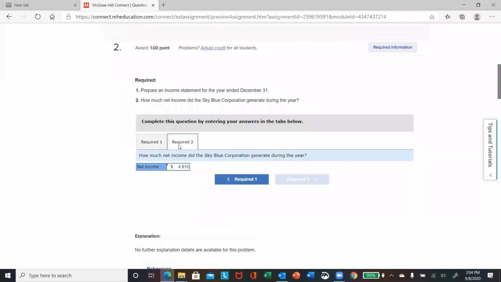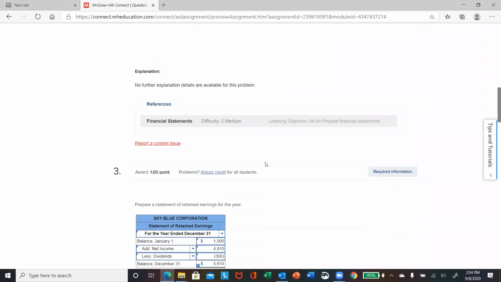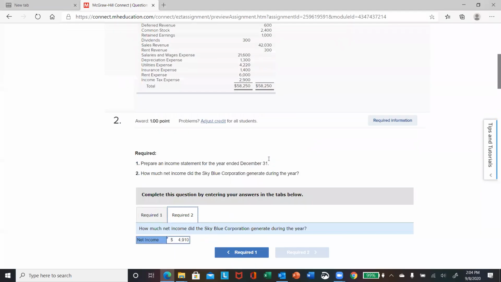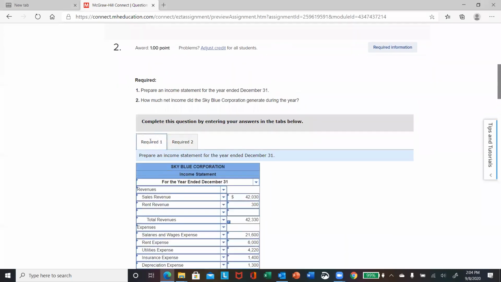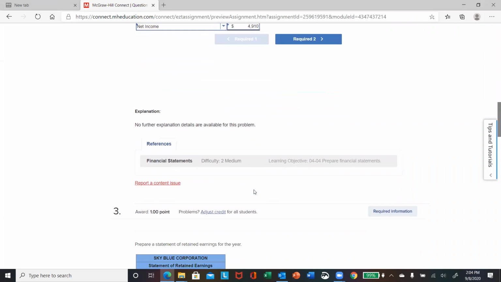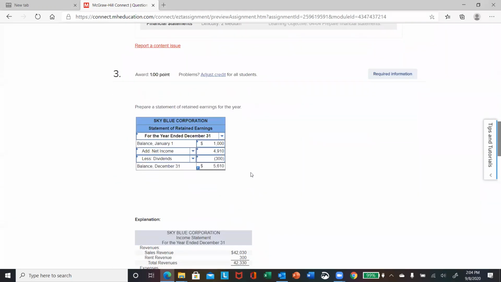And then on part 2, of course, they just want to know what your net income is, and that is $4,910. Okay. Second part is to do your retained earnings statement. So remember, let's go back and check this one out. Remember, this $4,910 gets transferred to retained earnings. So when we go to retained earnings, you know that there's that net income. The beginning balance was $1,000, and of course, go back, there was $300 of dividends you have to subtract.